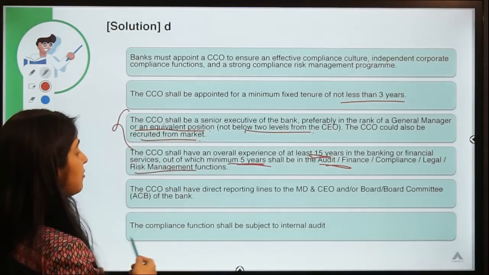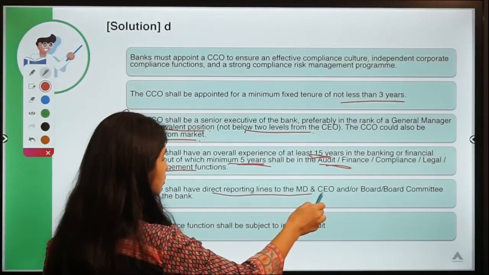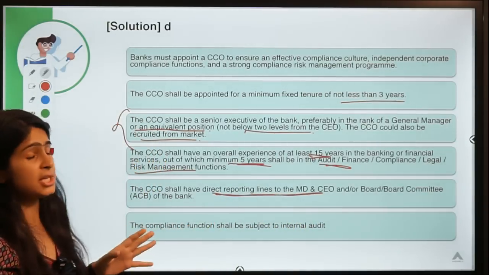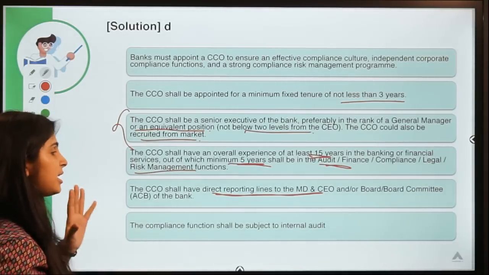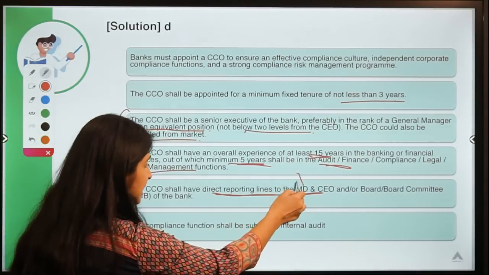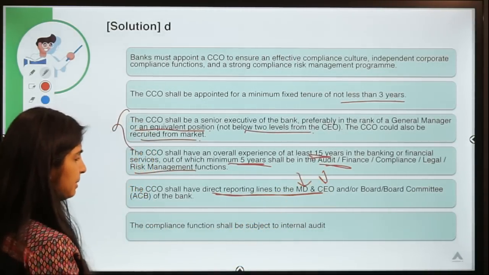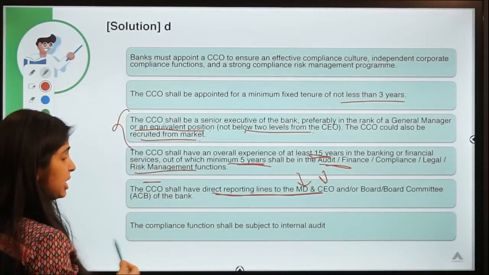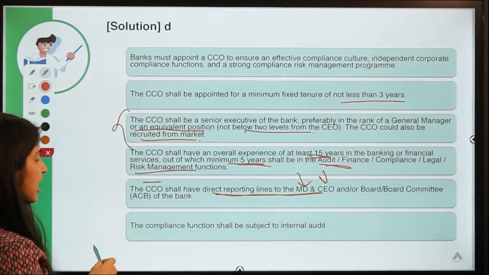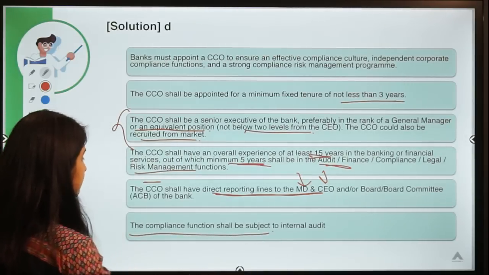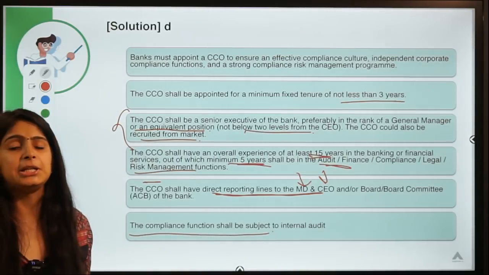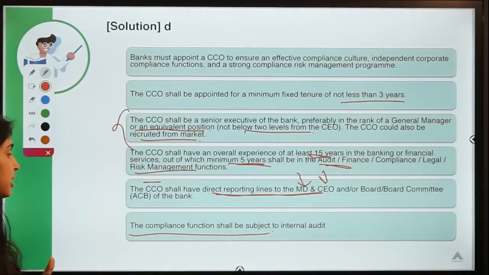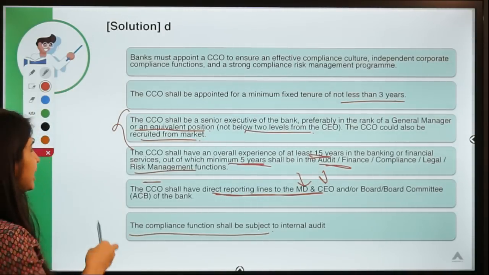After that, the CCO shall have direct reporting lines to the MD and CEO. So if there is any problem, the CCO can directly approach the highest authorities in the company, right? Basically, they should have lines of communication with the highest authorities. After that, the compliance function shall be subject to an internal audit. Internal auditing should also be done to check the compliance functions, right?